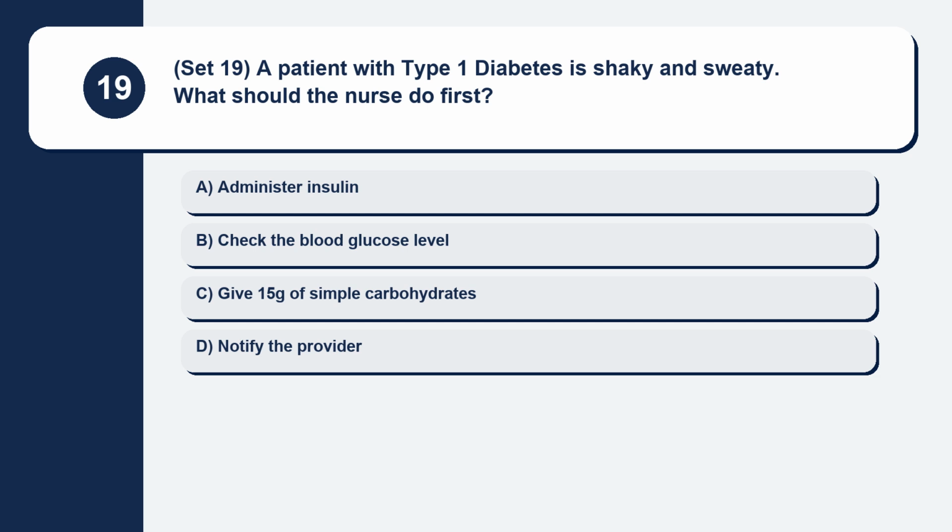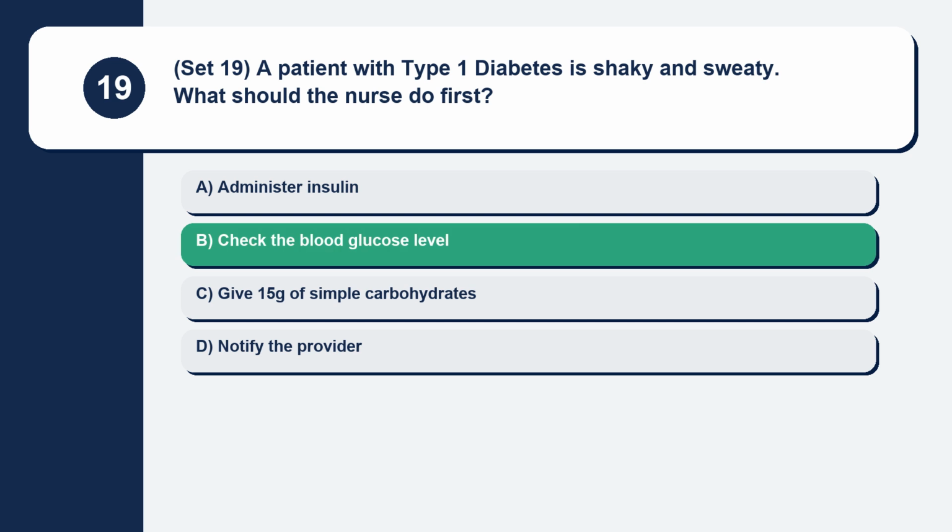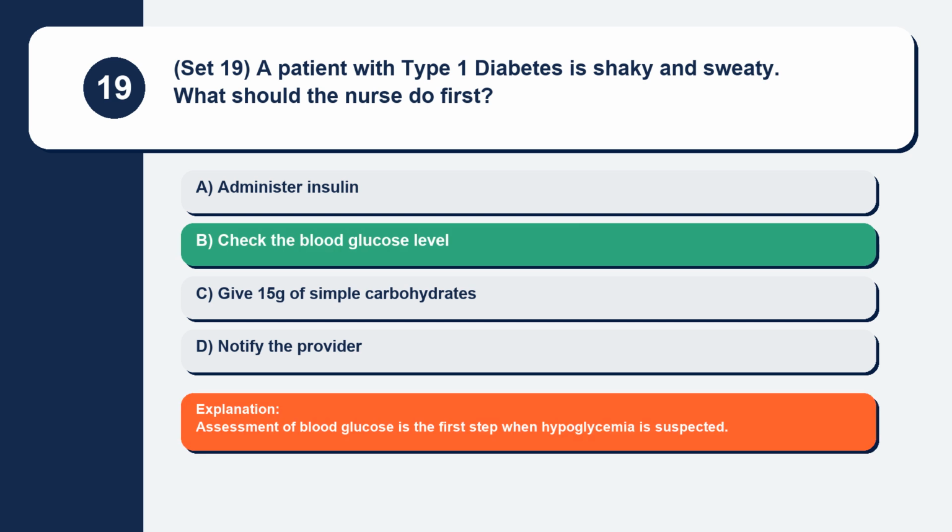Question 19. Set 19. A patient with type 1 diabetes is shaky and sweaty. What should the nurse do first? Administer insulin, check the blood glucose level, give 15 g of simple carbohydrates, notify the provider. Assessment of blood glucose is the first step when hypoglycemia is suspected.